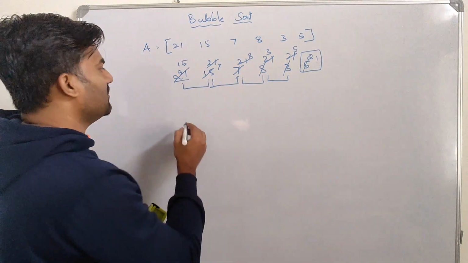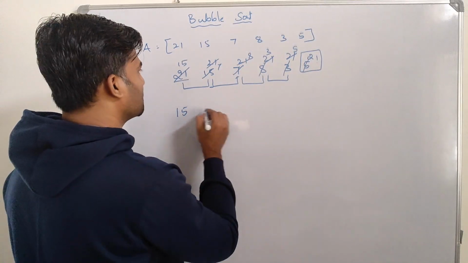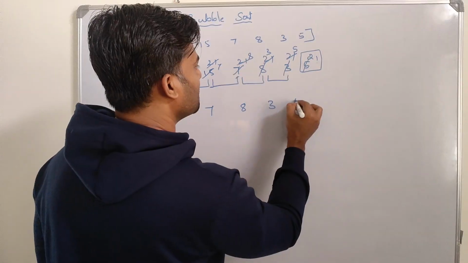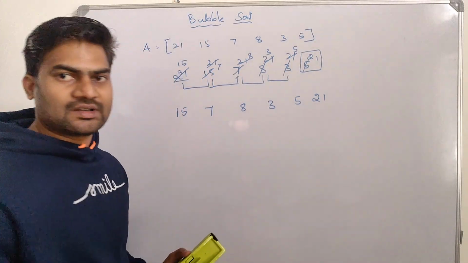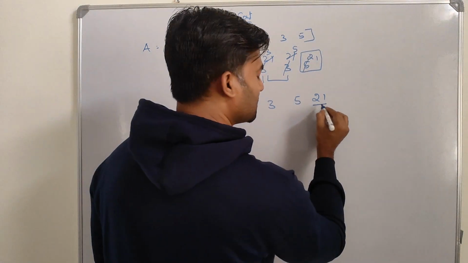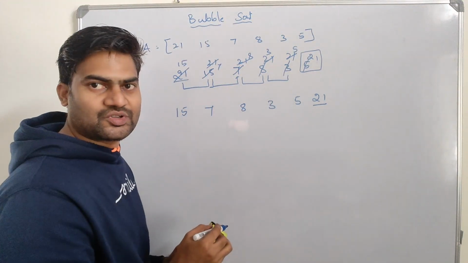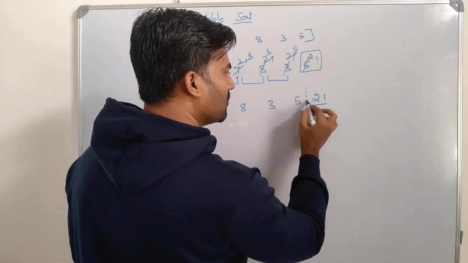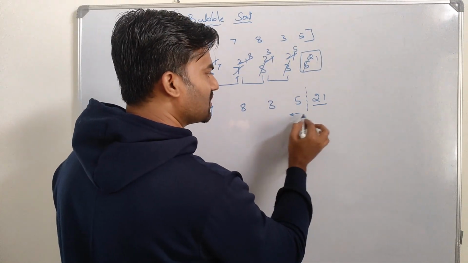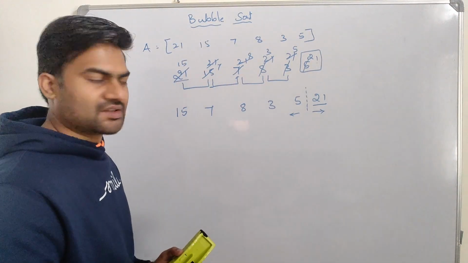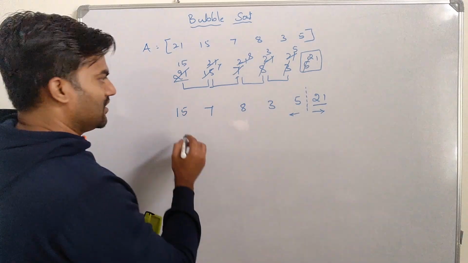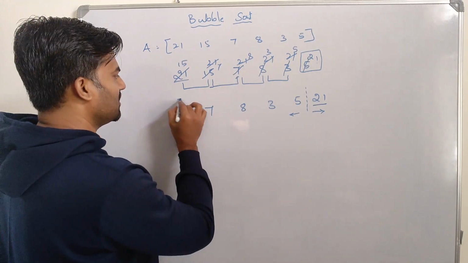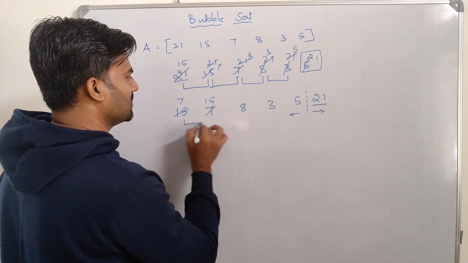Now let us see the second iteration. At the end we have 15, 7, 8, 3, 5 and 21. Since this element is already in its sorted position, we don't need to repeat the process till here. This is the unsorted section and this is the sorted section. Again we will start from here. Out of these two, which one is bigger? 15 is bigger, so I will swap them. This is the first one.